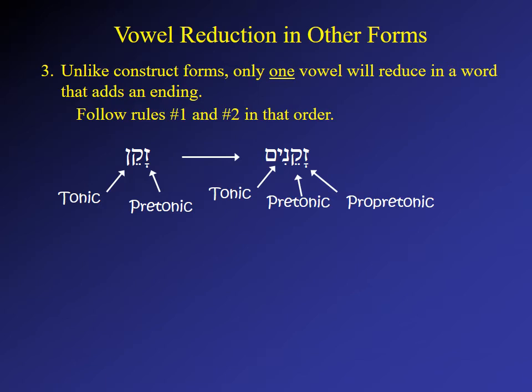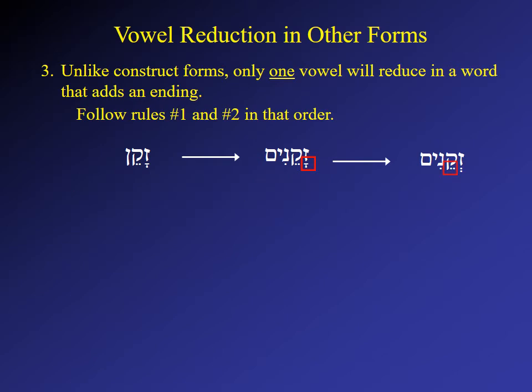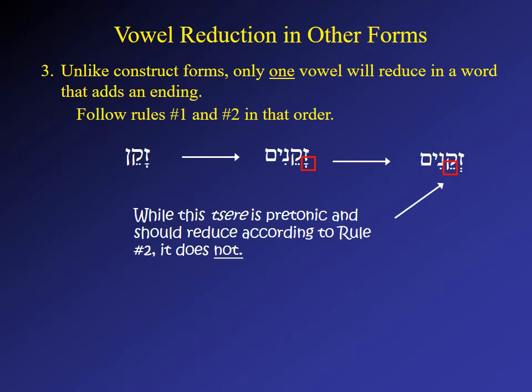So when we look at this word and we follow our rules, the first thing we'll notice is that there is a kametz in our propretonic syllable. That kametz is unhappy being propretonic, and so it will reduce, according to rule 1, to a vocal shva, so zekenim. Now you'll notice that even in this reduced form, you have a tsere in the pretonic syllable. According to rule 2, tseres don't like to be in a pretonic syllable.